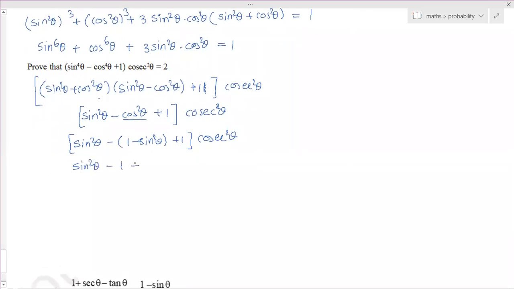Sine square theta minus 1 plus sine square theta plus 1, into cosec square theta. Minus 1 plus 1 cancel. 2 sine square theta into 1 by sine square theta. This gets cancelled. Answer is 2.